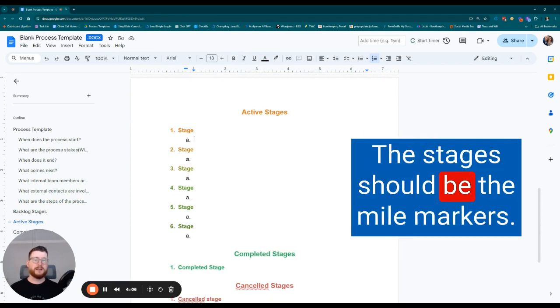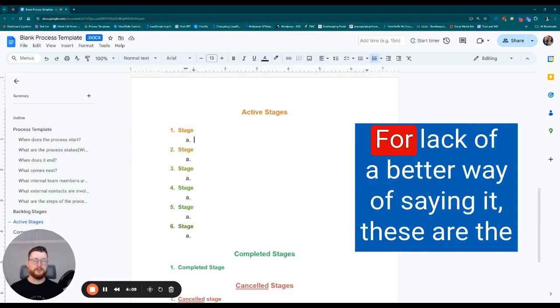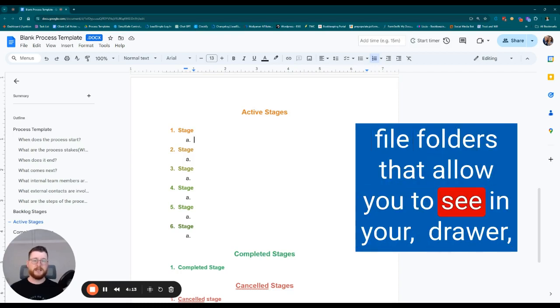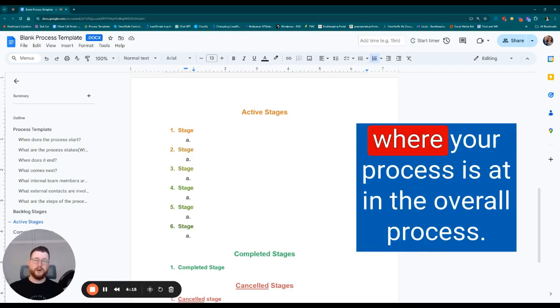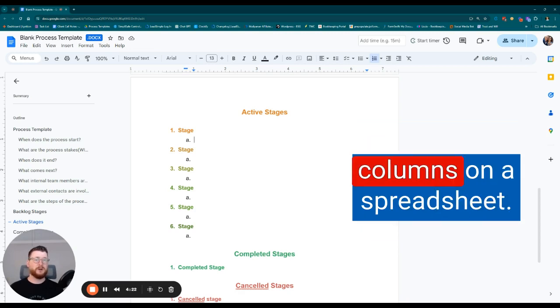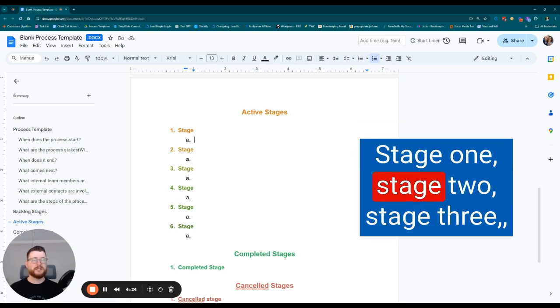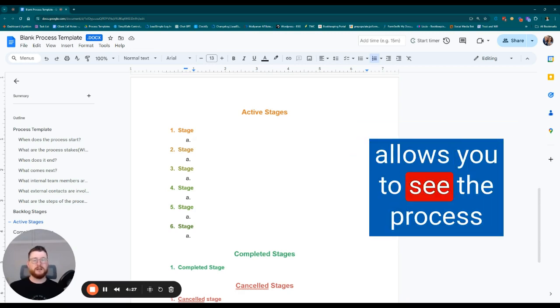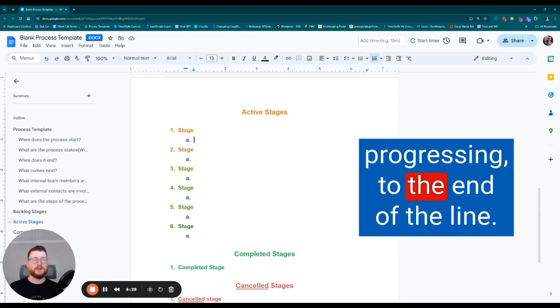The stages should be the mile markers. For lack of a better way of saying it, these are the file folders that allow you to see in your drawer where your process is at in the overall process. You can also think of these as columns on a spreadsheet. Stage 1, stage 2, stage 3 allows you to see the process progressing to the end of the line.